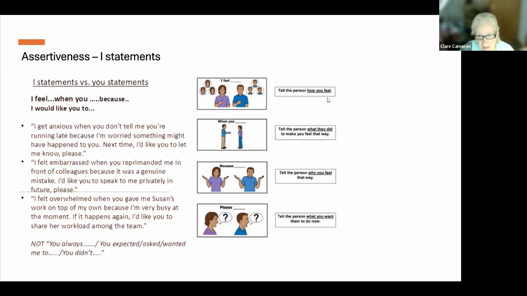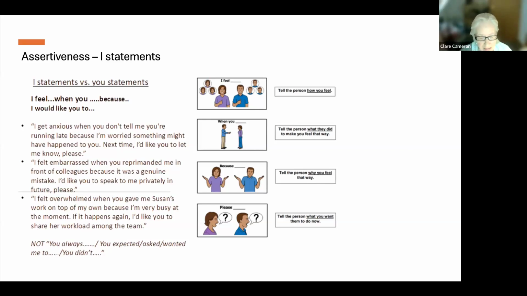So you tell the person how you feel, tell the person what they did to make you feel that way, tell the person why you feel that way, and tell the person what you want them to do now. So we're not using you always do this, you expected, you wanted me to do that, you didn't. This is very effective for dealing with overbearing people, people making too many demands on you, people upsetting you.